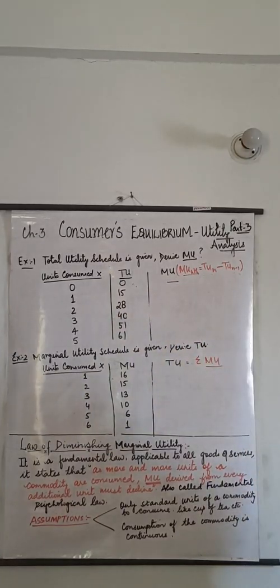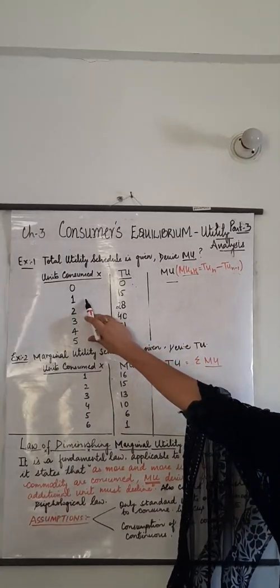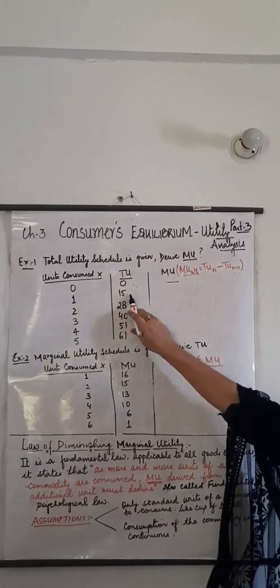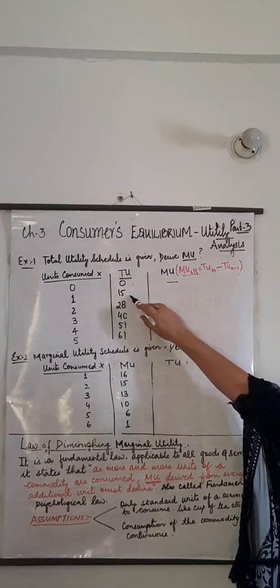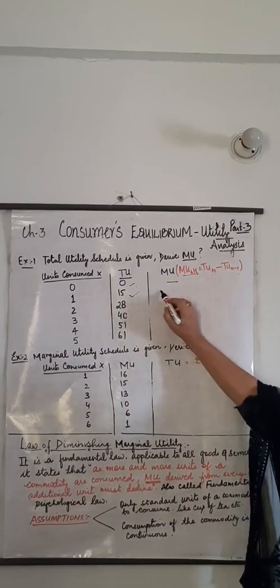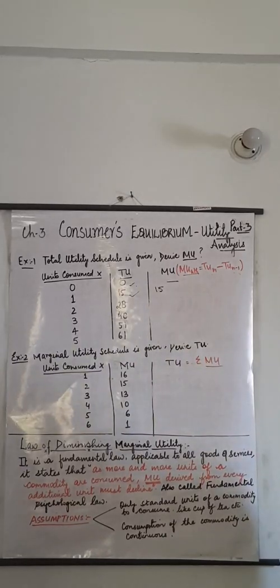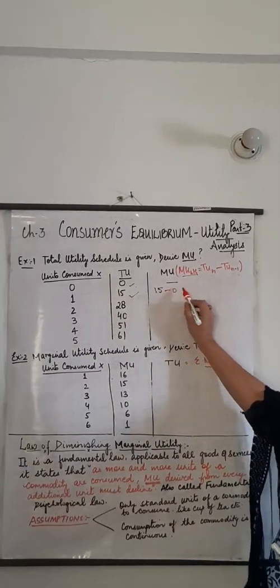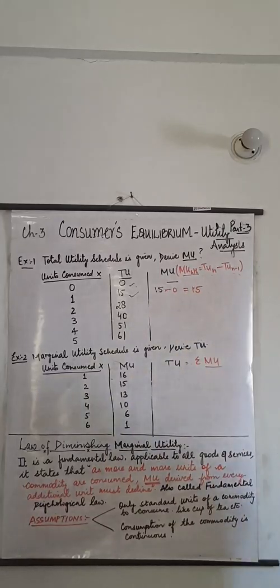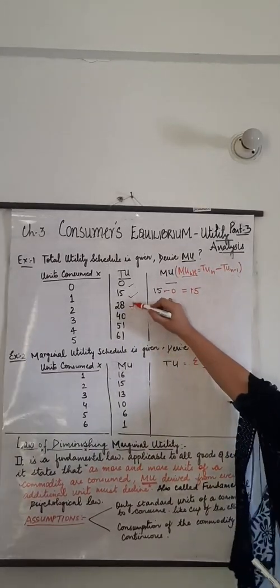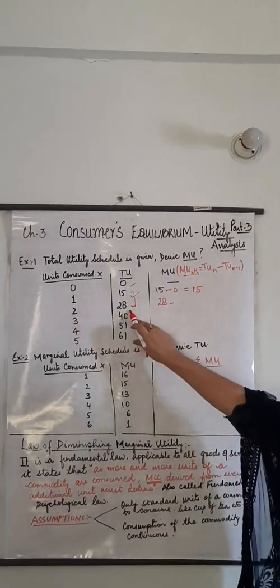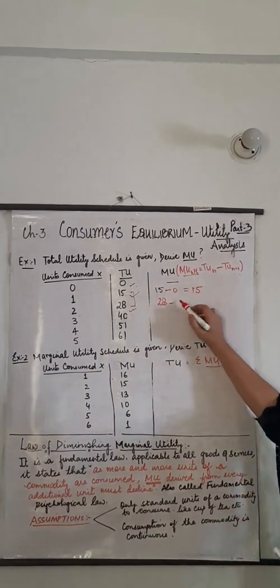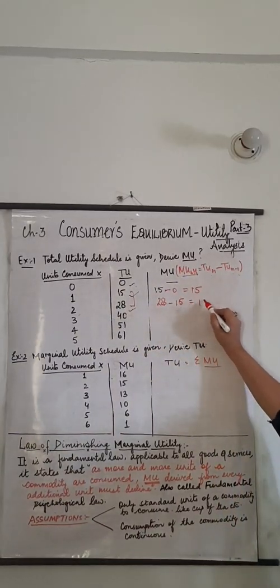It would be infinite. Next, when one commodity is consumed and total utility is 15, at this note, when we calculate this, then TUn, this one, TUn minus 1 is this. That means 15 minus 0 would be 15. Next one, 28. Second unit, TU is 28. So TUn is 28 and TUn minus 1 is 15. Here it comes 13.